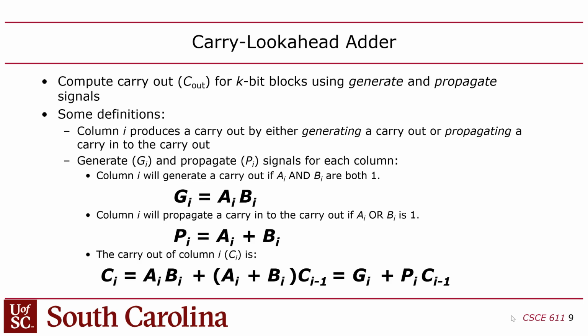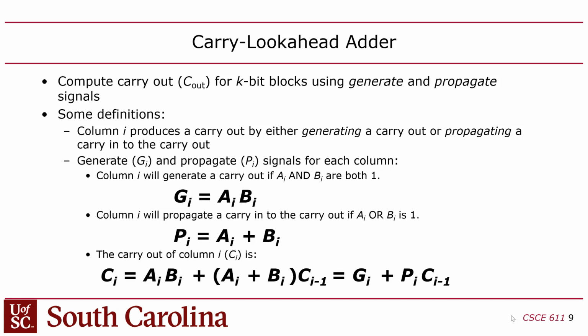So basically what generate means is that we know the sum is going to be at least 2 out of that column. The propagate is saying we know the sum's at least 1, meaning that if you also have a carry in, that carry in will propagate through, right? Now if the sum is 0, like if A and B are both 0, you're not going to generate a carry, and if you get a carry in, it'll be stopped at that column, right? So generate and propagate will both be 0 if A and B are both 0.